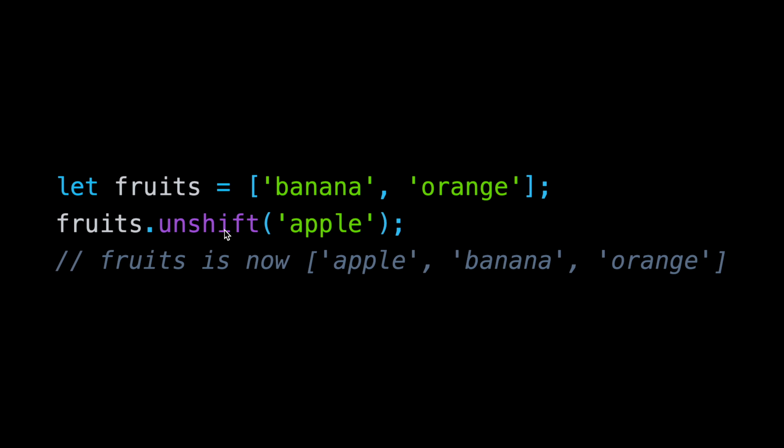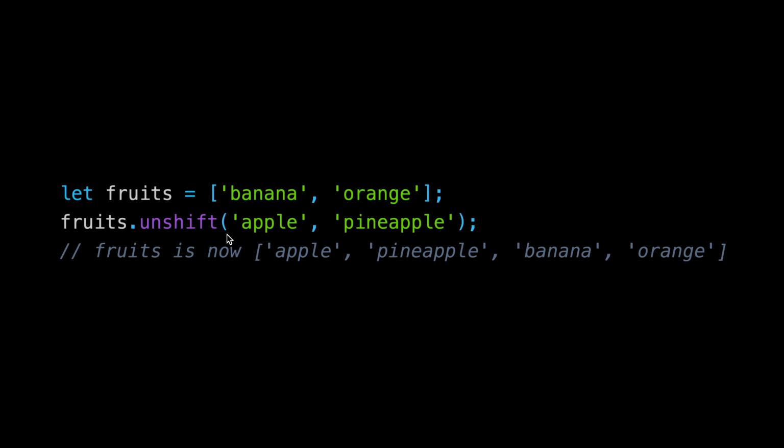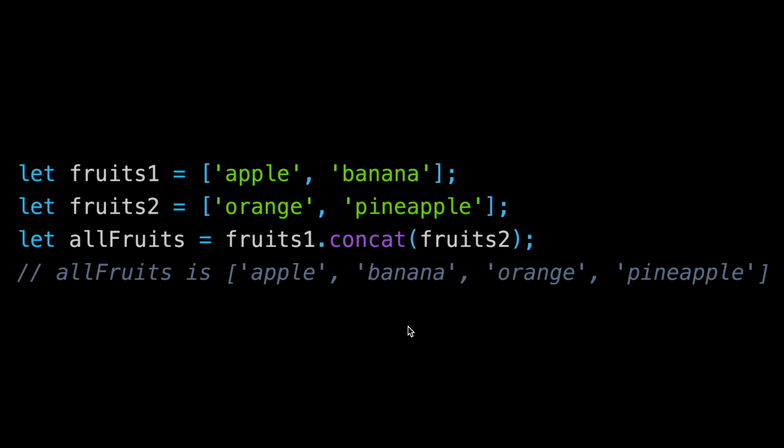And then we have unshift. That is used to add 1 or more elements to the beginning of the array. So now fruit is apple, banana, orange. And then we can also unshift 2 items. So we add 2 items to the beginning of the array.